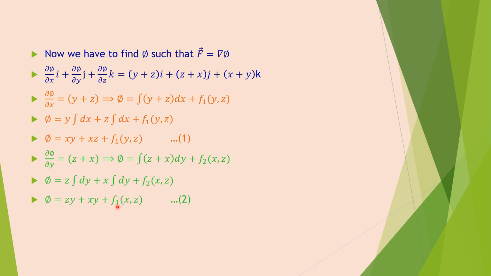Please note this change. This is f2, not f1. Here it is f2 of x, z, not f1. Equation 2 is φ equal to zy plus xy plus f2 of x, z.